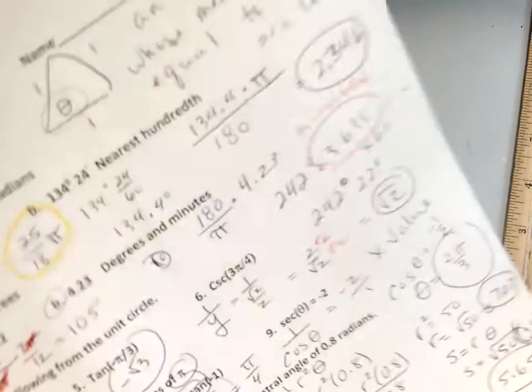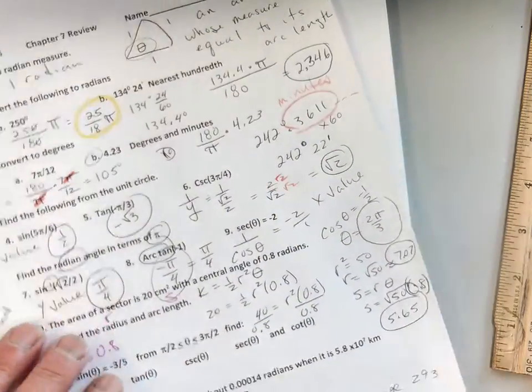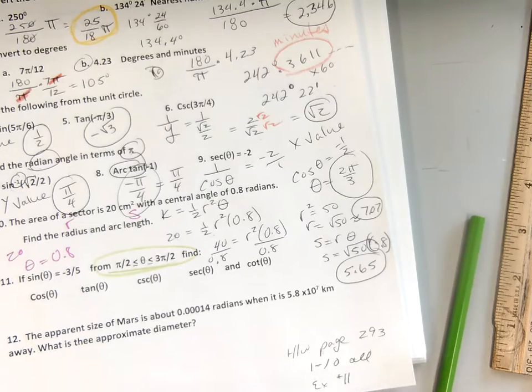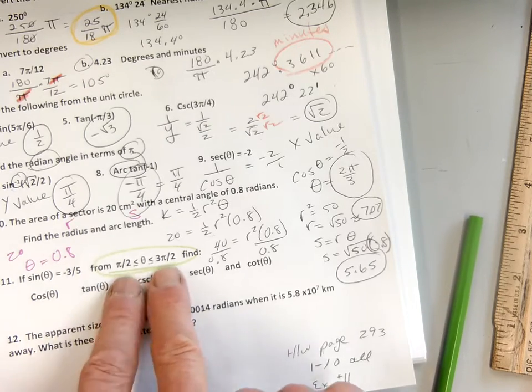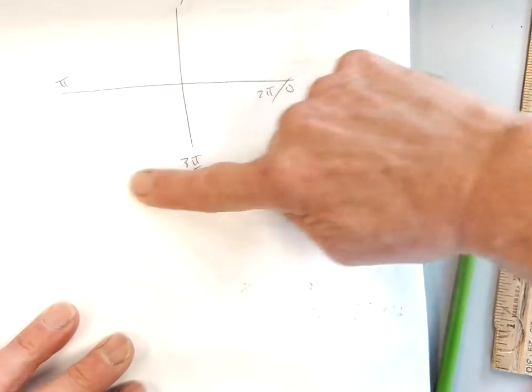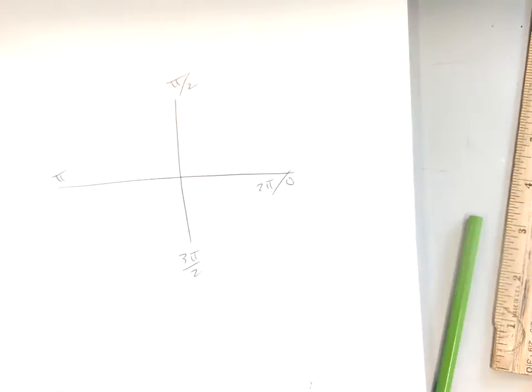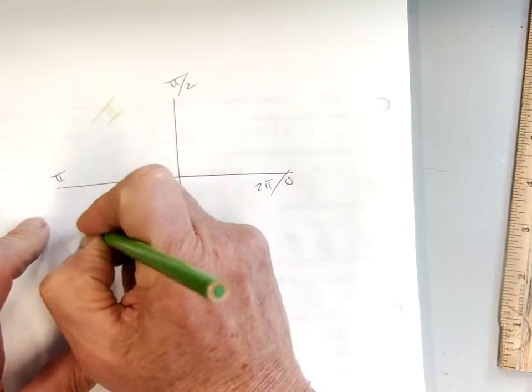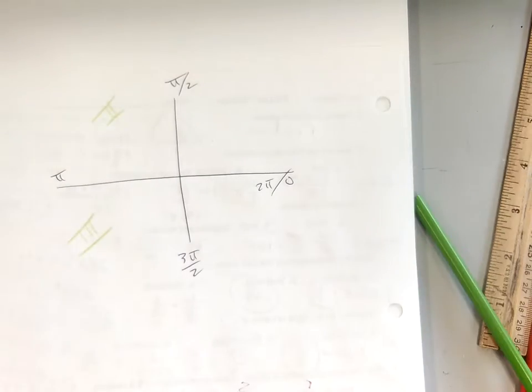So what I've done is I've looked at this first piece. My angle that I'm looking for is in quadrant 2 or 3. How do I know? It's in between pi halves and 3 pi halves. So it's in between here and here. Okay? So the angle I'm looking for is either in quadrant 2 or in quadrant 3. Can't be in both. So we have to have more information.